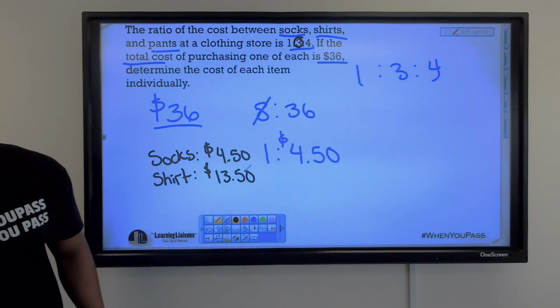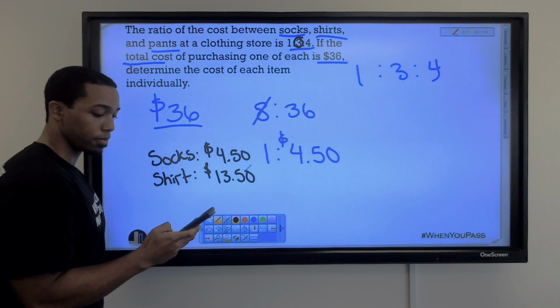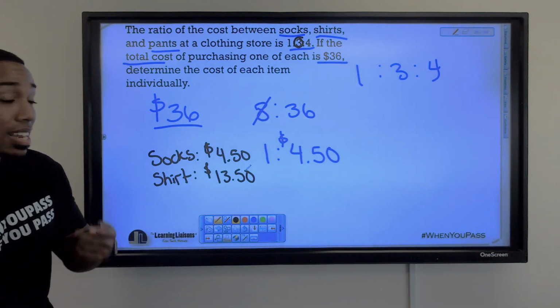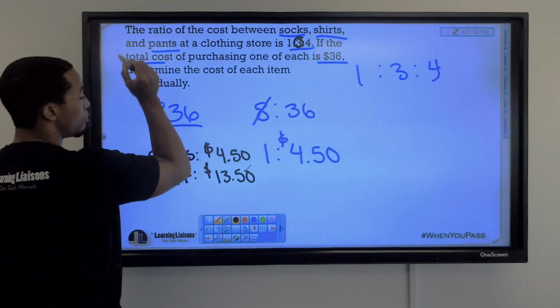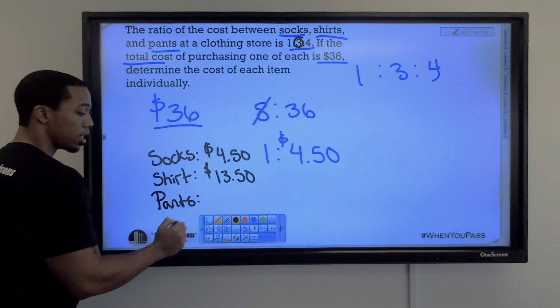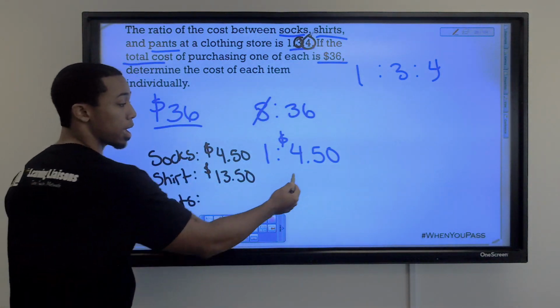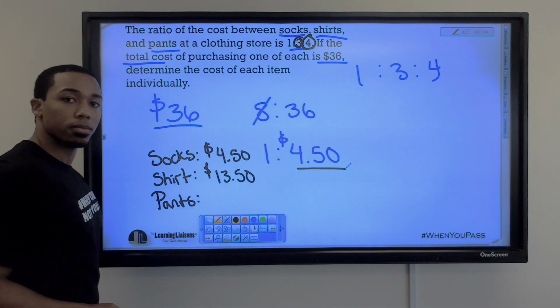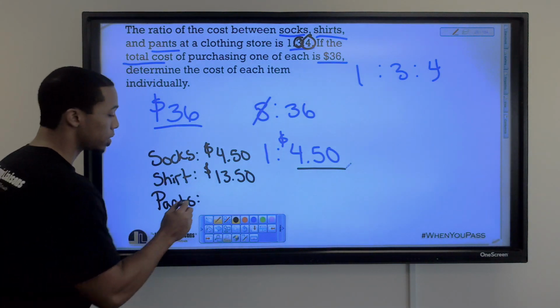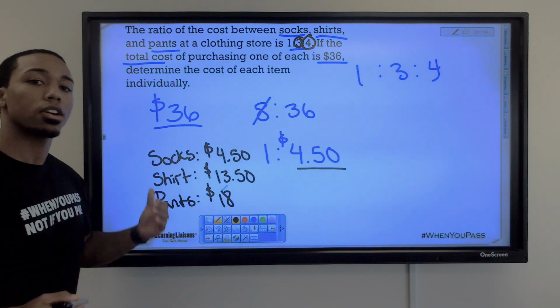Let's use that calculator just to confirm. I'm pretty confident about that. I'll cry if not. So let's see. Yep, $13.50. And lastly, each pair of pants. Each pair of pants, well, we'll take the parts, so 4 parts, multiply it by the worth of each part, $4.50, and that will give us $18. And there we go. We got the cost of each.